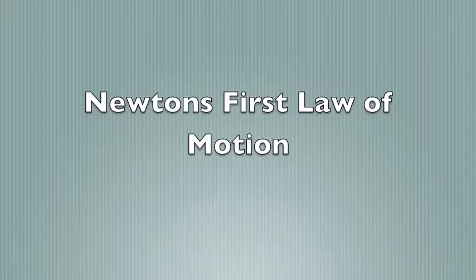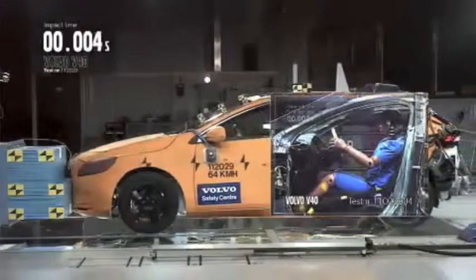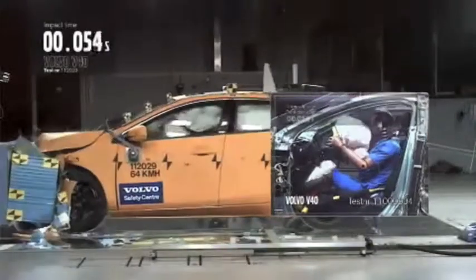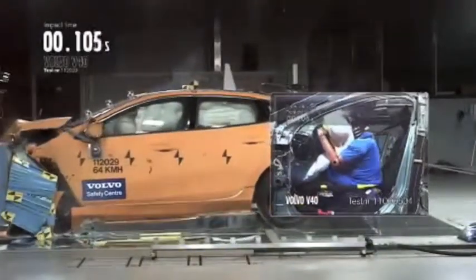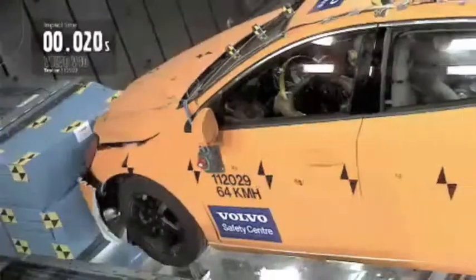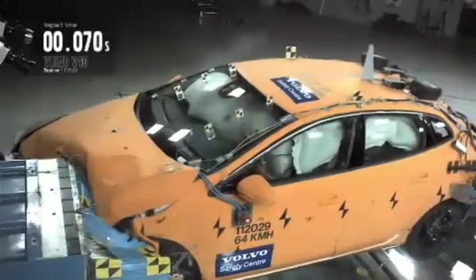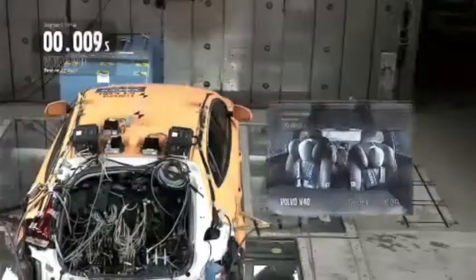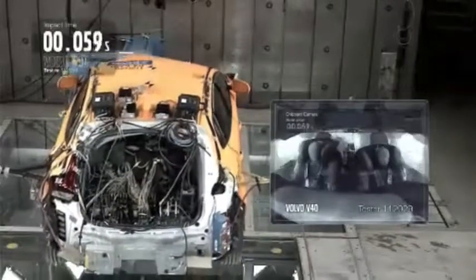Now let's apply it to this video clip. As you can see, the car and the dummy are moving at the same speed. Therefore, when the car crashes and stops, the dummy continues to move forward because it is moving and it wants to continue to move until an external force acts on it.